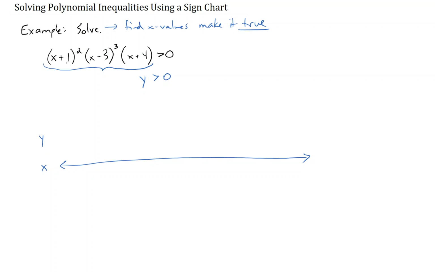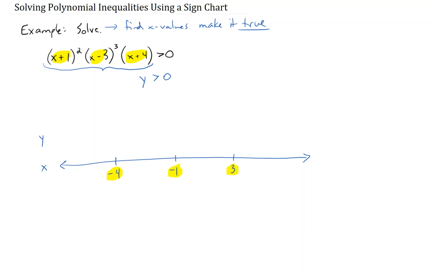What I need are the zeros of the polynomial, and since it's factored, it's easy to see that the zeros are -1, +3, and -4. So I'm going to cut my x number line at those zeros: -4 is the first one, then -1, then +3. Those are my zeros, my x values.